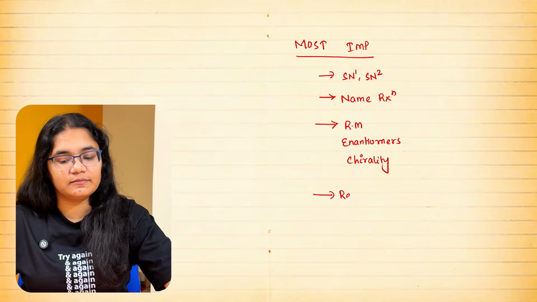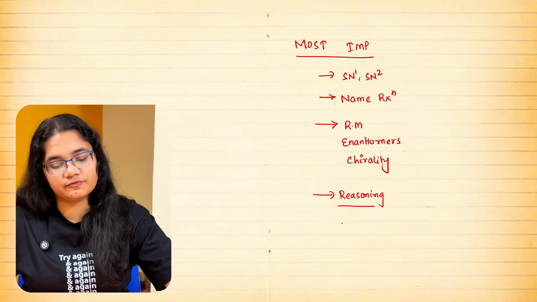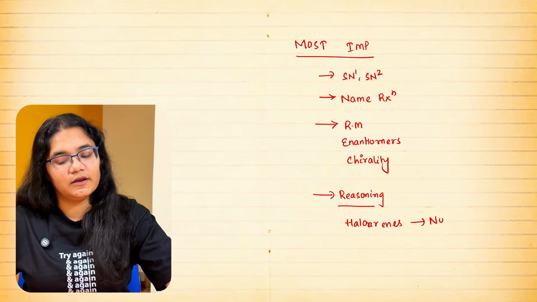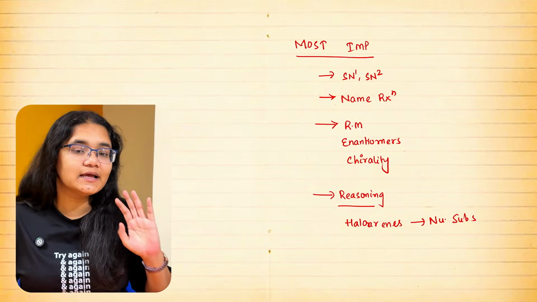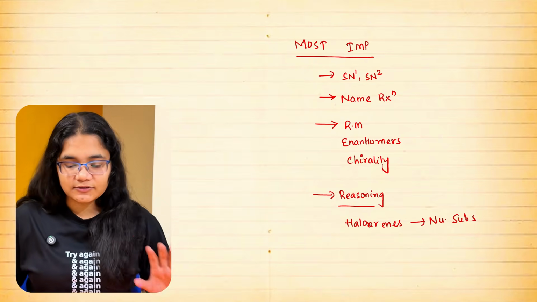Then there are some reasoning questions, which are very, very important. The first one is haloarenes are less reactive towards nucleophilic substitution reaction. The three points are there: resonance, hybridization of sp2, and stability of phenyl carbocation. So these are the most important topics that you must revise. So children, here the chapter ends. We have solved all the important questions.